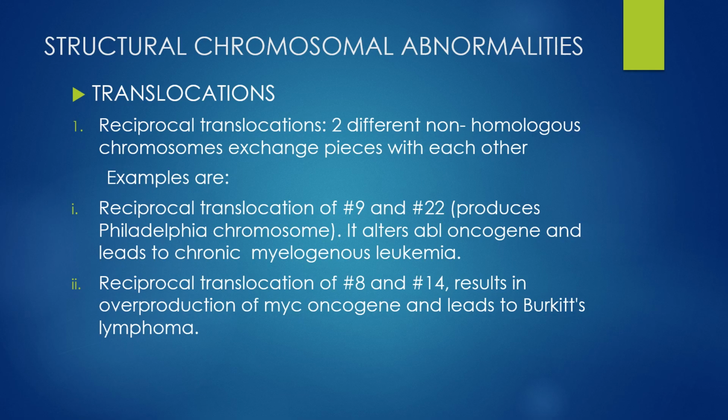Alright, now we will be taking a look at structural chromosomal abnormalities. The first example is a translocation. Now, translocation, we do have different types. First, we have a reciprocal translocation. What happens here is that two different non-homologous chromosomes exchange pieces with each other. Some clinical examples of this occurs with a reciprocal translocation of chromosome number 9 and chromosome number 22. This gives the Philadelphia chromosome. Now, this usually alters the ABL oncogene and leads to chronic myelogenous leukemia. That is just one example of a reciprocal translocation.